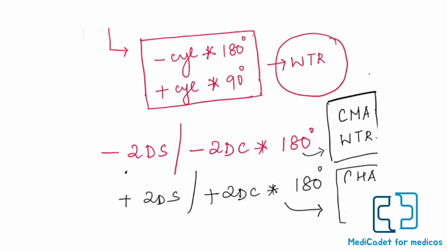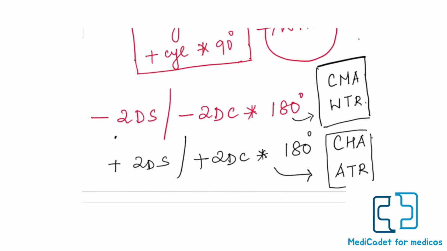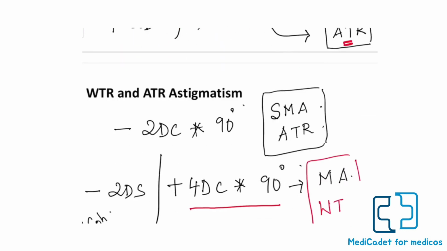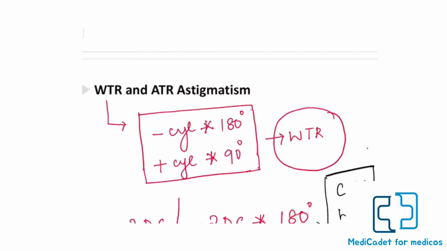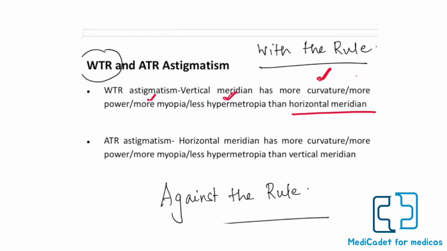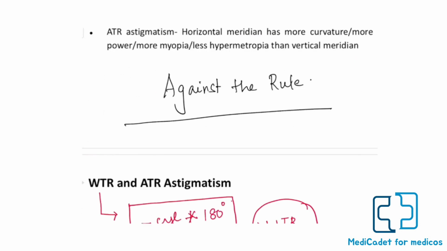Essentially, if there is a minus cylinder cross 180 or plus cylinder cross 90, it is with the rule. Just look at this. In the first one, minus cylinder cross 180, so with the rule. In the second one, plus cylinder cross 180, so against the rule. Third one, minus cylinder cross 90, so again against the rule. Plus cylinder cross 90, so with the rule. Okay, so this is about WTR and ATR astigmatism. We have to of course know the definition, and we have to know how to solve these class prescriptions. Essentially, WTR astigmatism is easier to correct clinically than ATR. So this is about our class prescriptions and astigmatism.